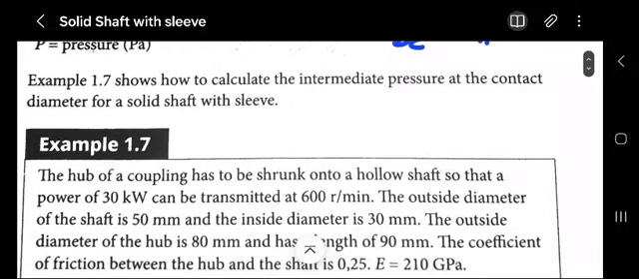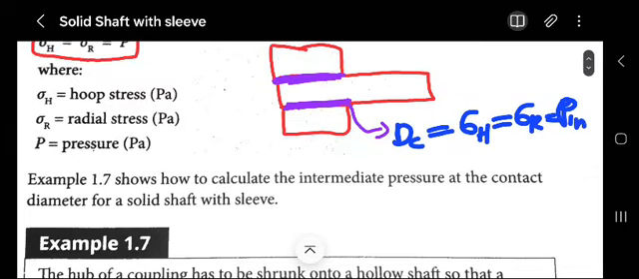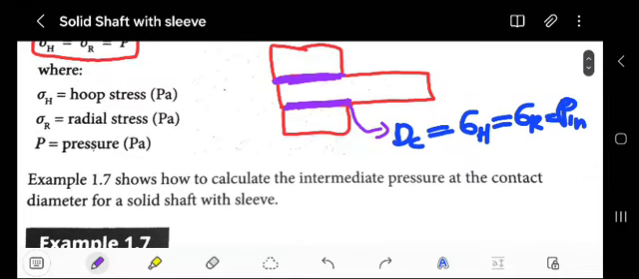Then example 1.7 shows how to calculate the intermediate pressure at the contact diameter for a solid shaft with sleeve. Intermediate, you see, intermediate is this, guys. We were talking about the internal pressure, the intermediate one, which is the same as radial.